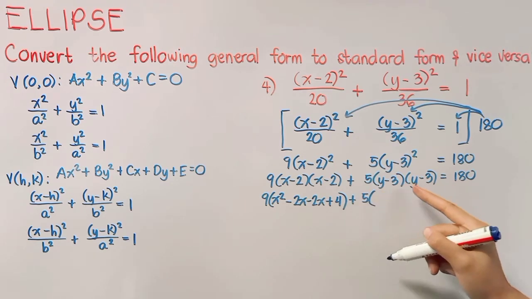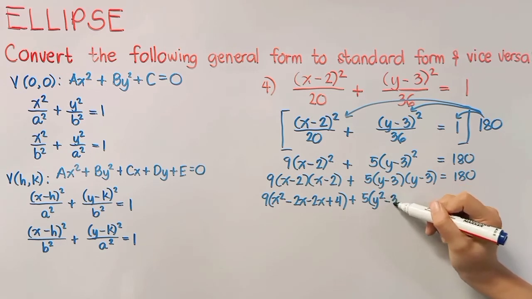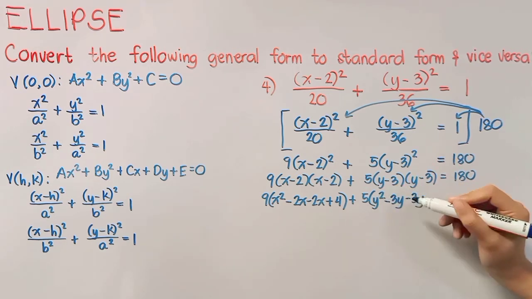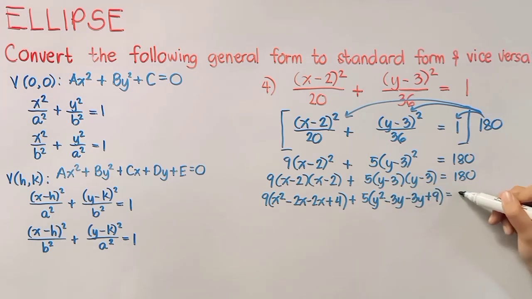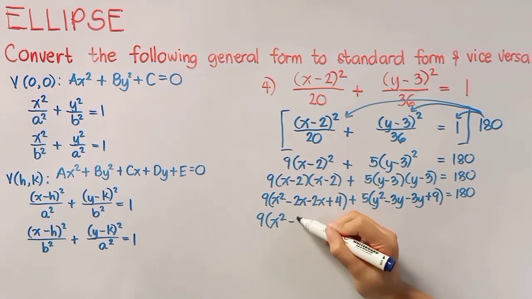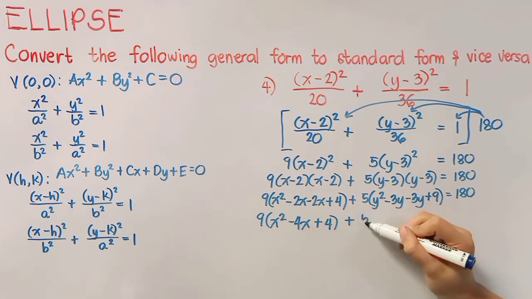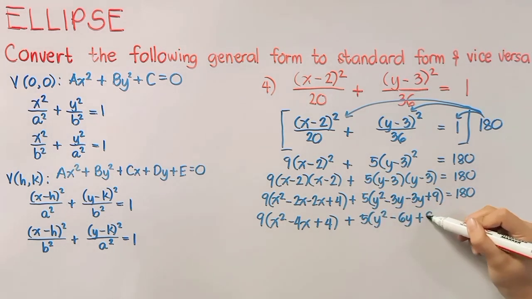On this side, y times y is y squared. Y times negative 3 is negative 3y. Negative 3 times y is negative 3y. And negative 3 times negative 3 is positive 9. Since there are like terms in our parentheses, we will be combining them. Negative 2x minus 2x is negative 4x, while negative 3y minus 3y is negative 6y.